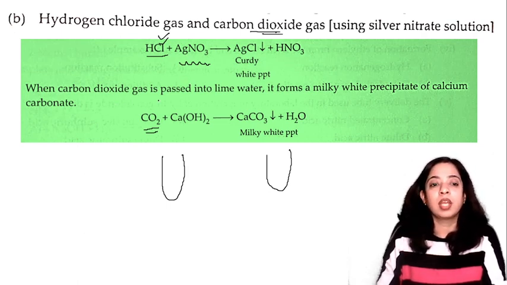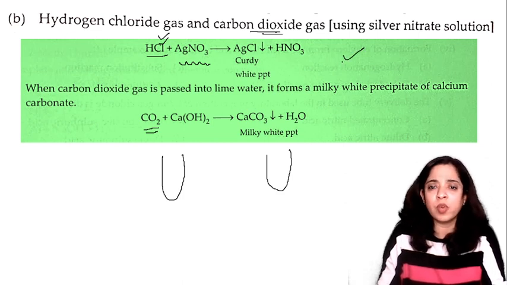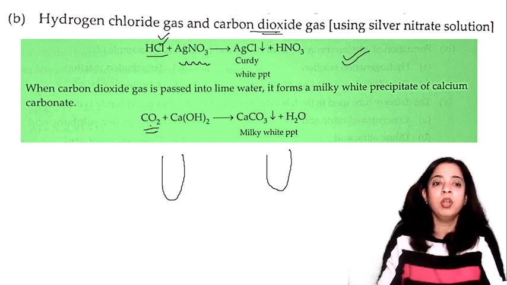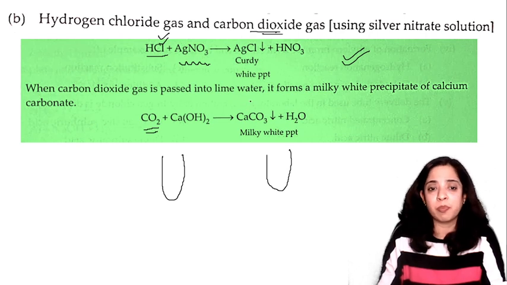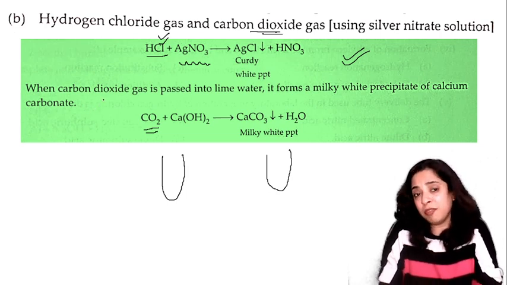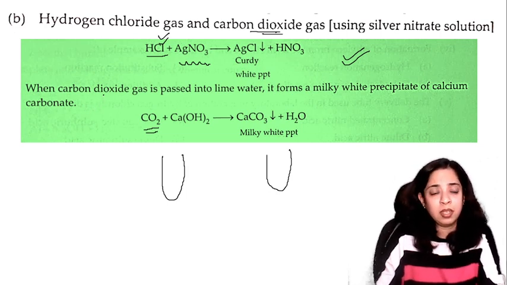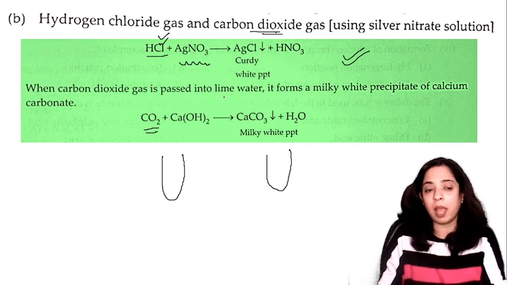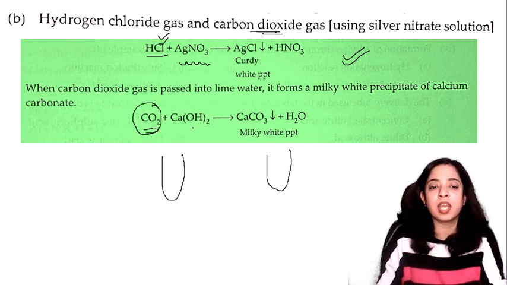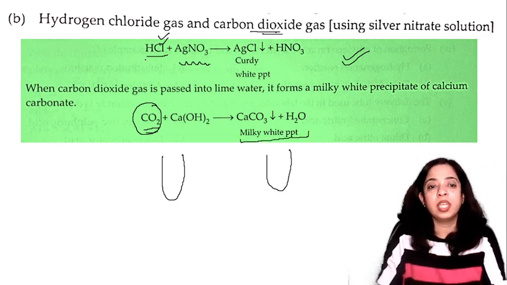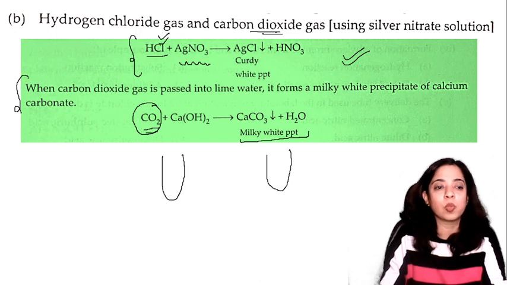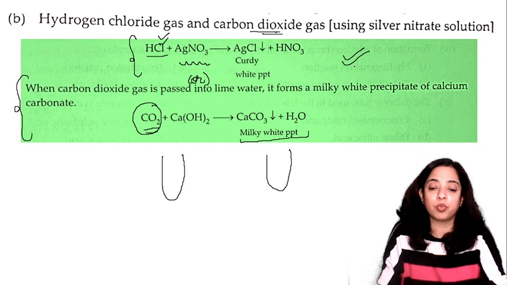Now, the first one is enough to identify. Or, when carbon dioxide gas is passed into lime water, it forms a milky white precipitate of calcium carbonate, whereas if HCl is passed into lime water, nothing will happen. But if CO2 is passed over lime water, a milky white precipitate is formed. So either you write this one or this one. And if you know both of them and you have time for both, you can write both.